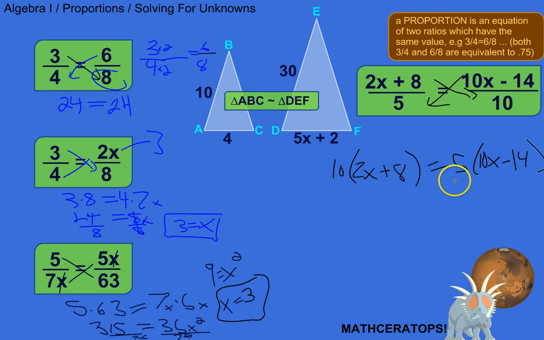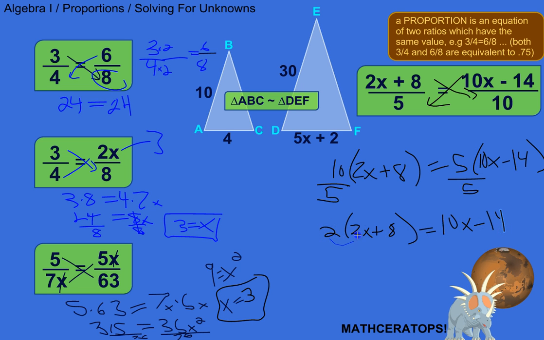Now we can make this easier on ourselves. Let's divide both sides by 5. You can do whatever you want as long as you do it to both sides of the equation. So 10 divided by 5 is 2. So this becomes 2 times 2x plus 8. 5 divided by 5 is 1, so that's gone. So this just is 10x minus 14.